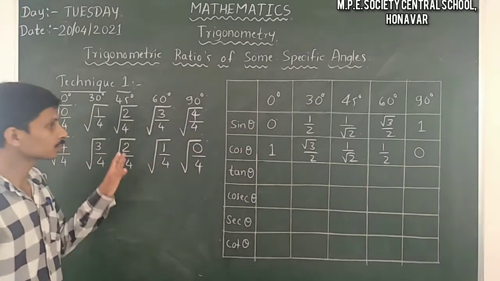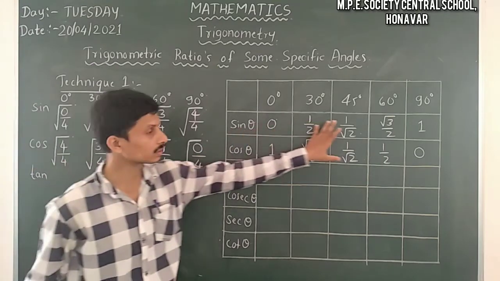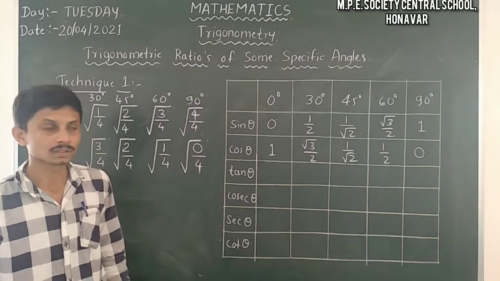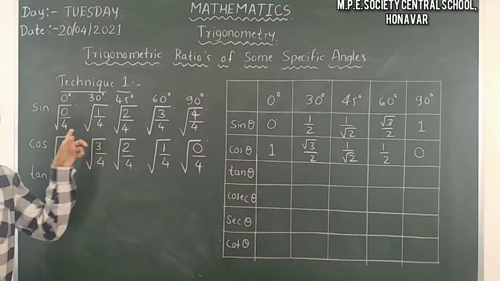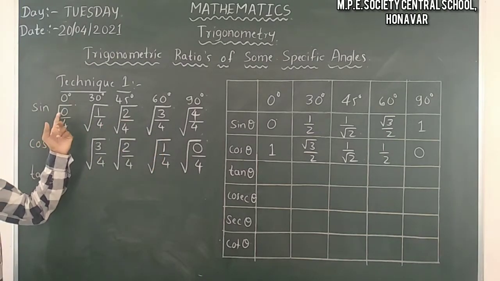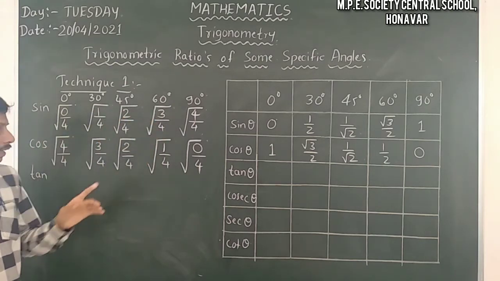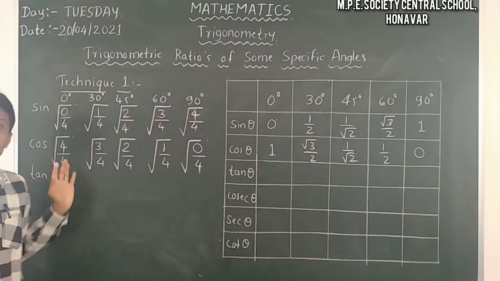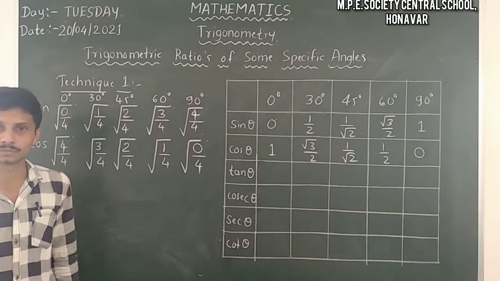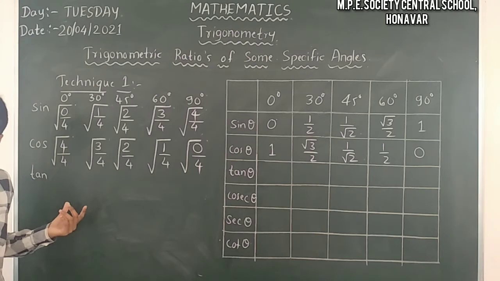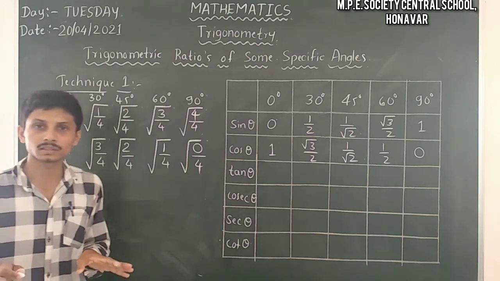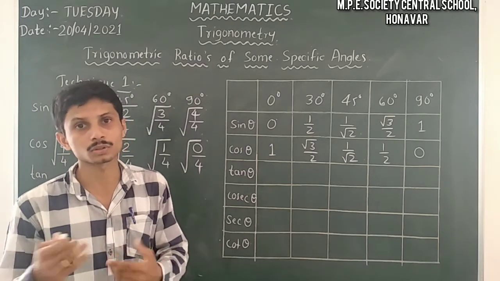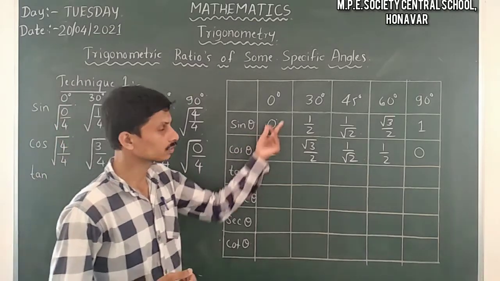So just observe, from this technique we got all these values, that is sin theta and cos theta. Firstly we have to write 0, 1, 2, 3, 4, and here again 0, 1, 2, 3, 4. Then we have to divide all values by 4 and take the square root. So we can write this one. And then how do we find tan theta here? There is no technique for tan here, but we already know that sin by cos is equal to tan.